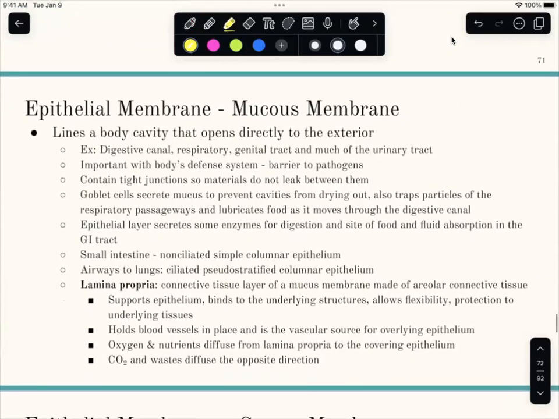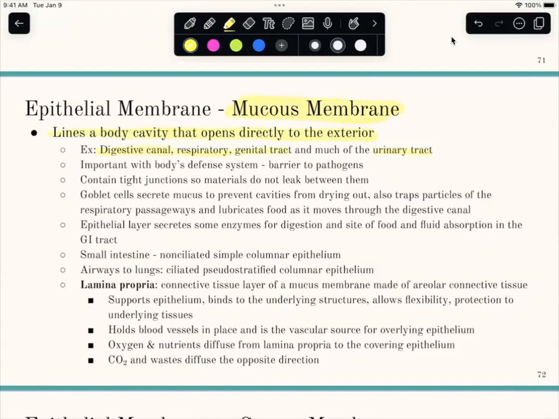So let's look at the first one. Mucous membrane. Mucus means it's somewhere that's going to be wet or moist. So it's going to line something that's going to open to the outside, like your mouth. Your mouth is a mucous membrane. Your entire digestive canal is a mucous membrane. Your respiratory tract is because it has access to the outside. That genital tract and that urinary tract, those are all different mucous membranes because they have access to the outside.